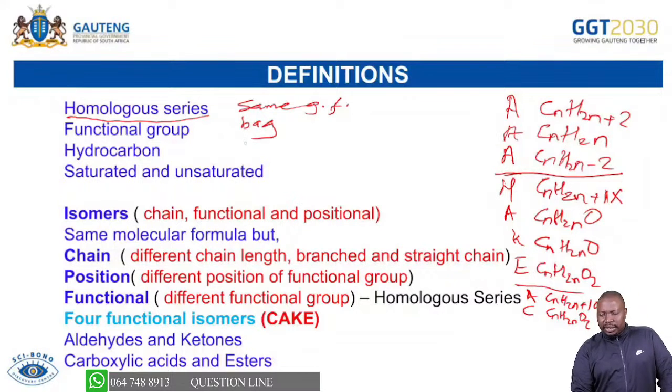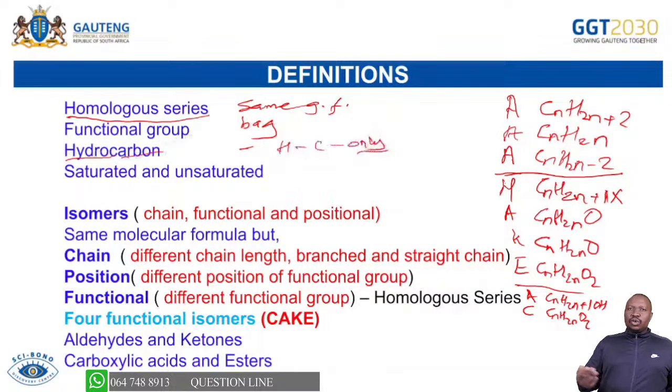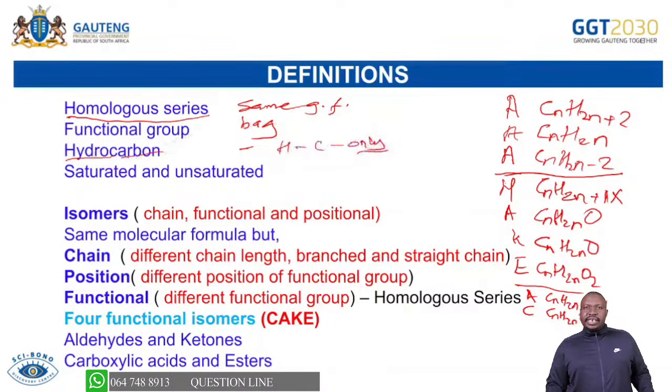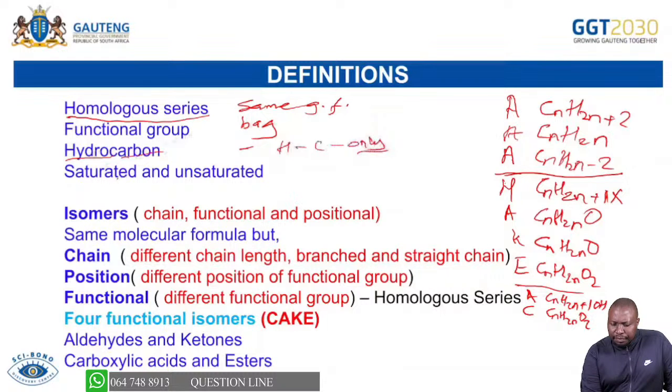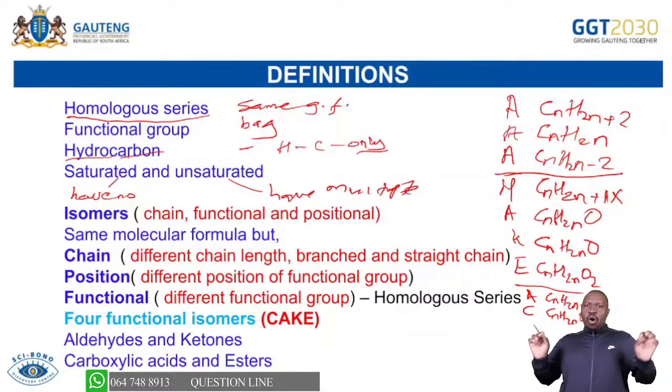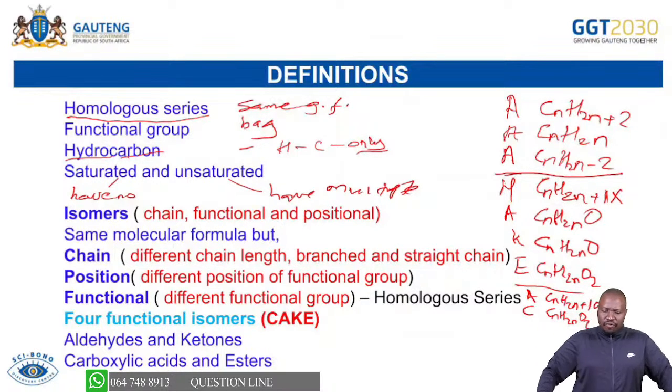Hydrocarbons, we're saying they are made up of hydrogen and carbon only. The most important thing is that you must say they are made up of hydrogen and carbons only. So you must say only, because if you don't say only, your definition will be wrong. Saturated, we are saying they have no multiple bonds between carbon atoms. And unsaturated, they have multiple bonds between carbon atoms. So I'm emphasizing know all the definitions so that you are able to move with no problem.